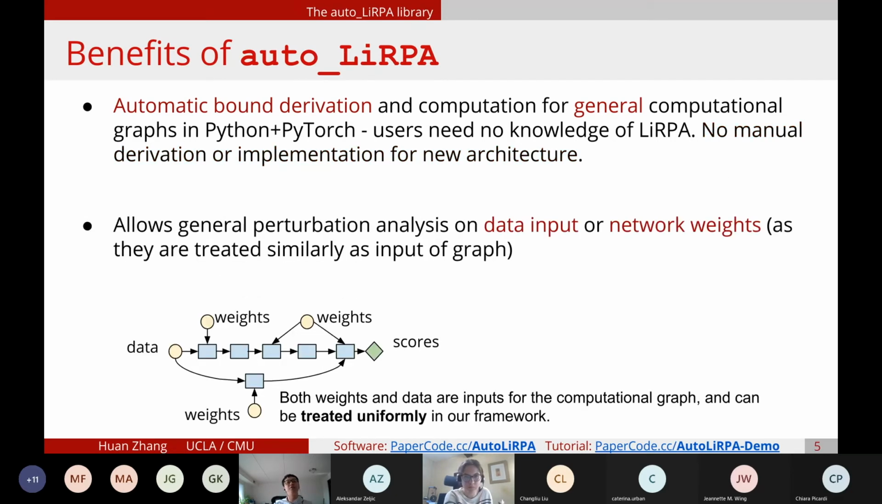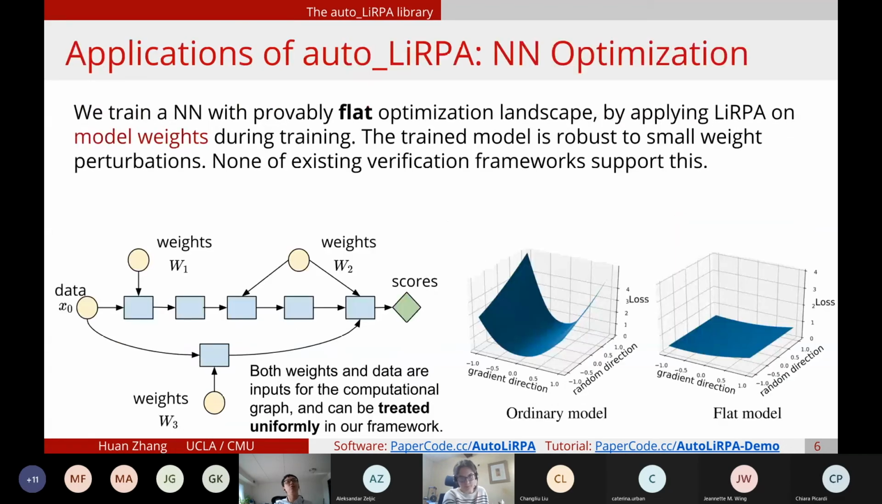And the second benefit is, if you treat the neural network as a general computational graph, actually you can treat the data and weights uniformly. So we can also consider perturbations on model weights. This allows us to train a model with a flat optimization landscape, which is actually beyond the application of verification, and no existing works can support this.